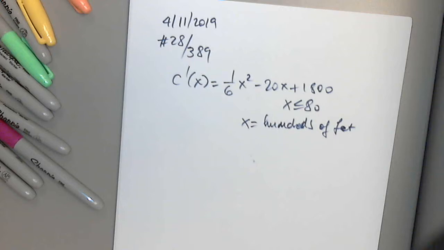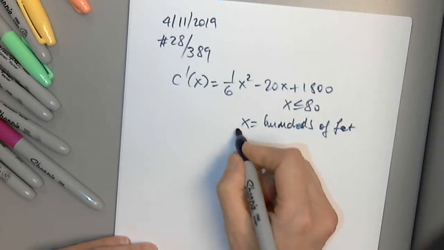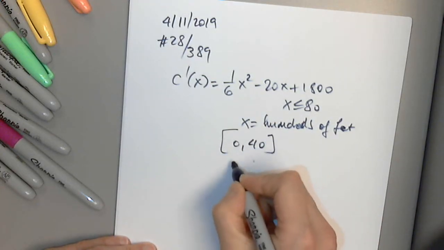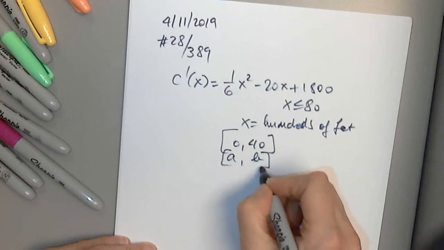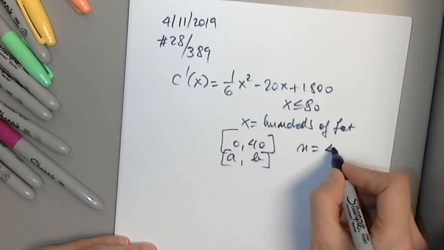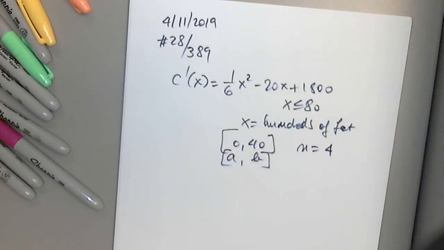Use 4 subintervals over 0 to 40. This is our A and this is our B, and n equals 4 subintervals, and the left endpoint of each subinterval to approximate the total cost of paving 4,000 feet. So 40 is in hundreds of feet, so 4,000 feet of road surface.